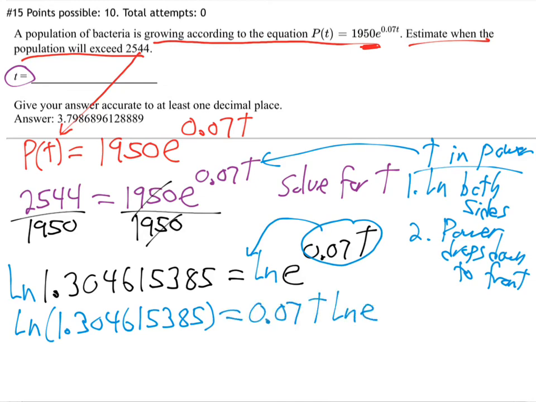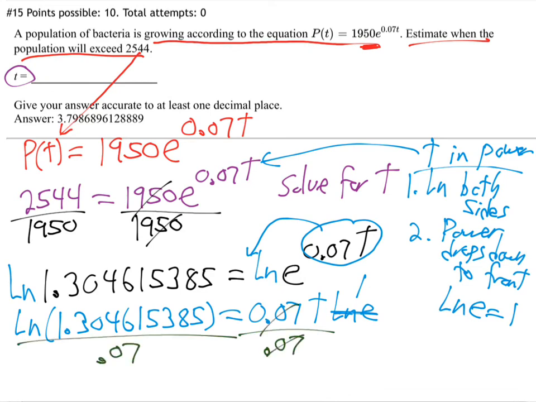0.07 t ln e. That whole power drops down to the front. Ln e, remember, ln e is just 1 because they're opposites of each other, the natural log and the base e. So that's just 1. That's just gone. So last step to finish solving for t, just divide by the 0.07. Hit the buttons on your calculator, and you will get t equals 3.7986896, and that's plenty of digits there. And there we go. That's how we solve that one. And so we finish the last one.